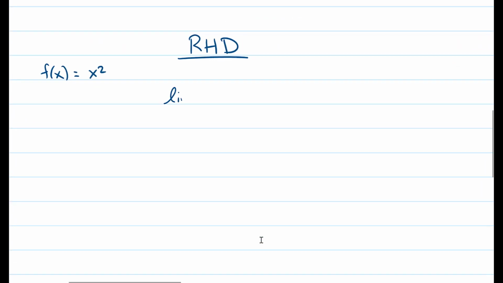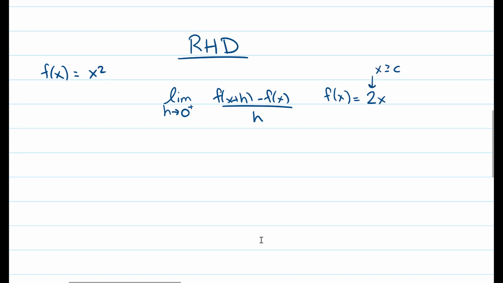And this is going to be the limit as h approaches 0 from the right. And again, it's not really from the right, but I put that there for notation. It's just as h goes to 0 because it's the distance between 2 points. But I put that there just to remind me I'm doing the right-hand limit. And this is f of x plus h minus f of x all divided by h. And our function for this one is f of x equals 2x, because this is when x is greater than or equal to 0.